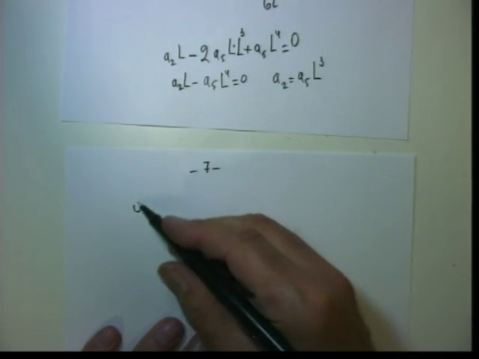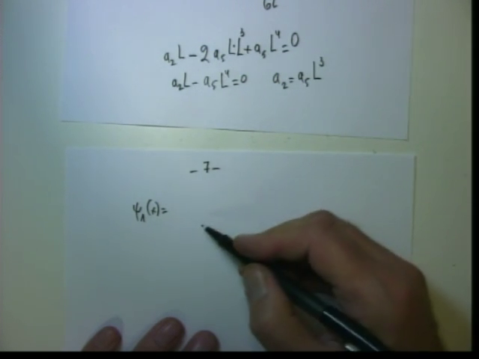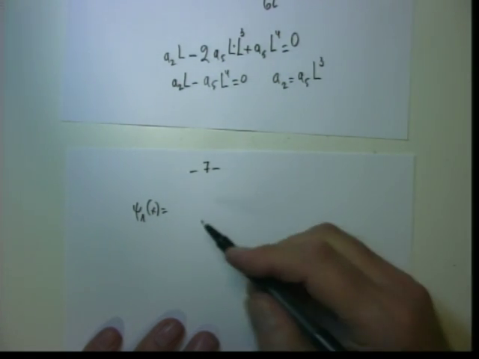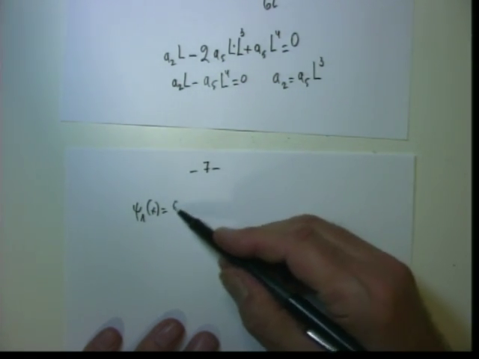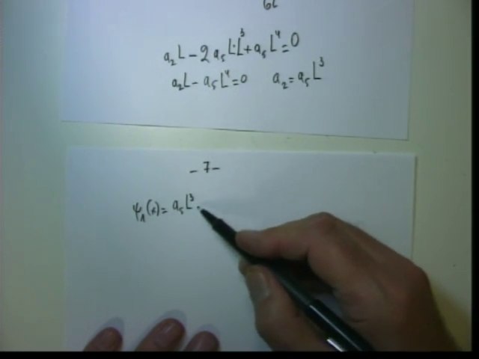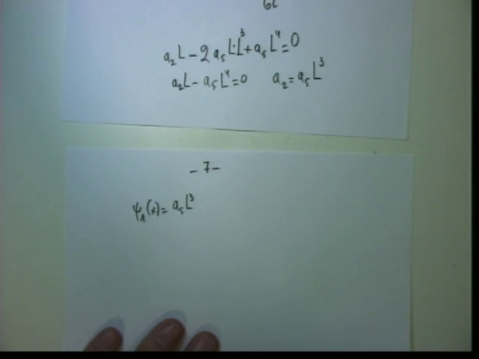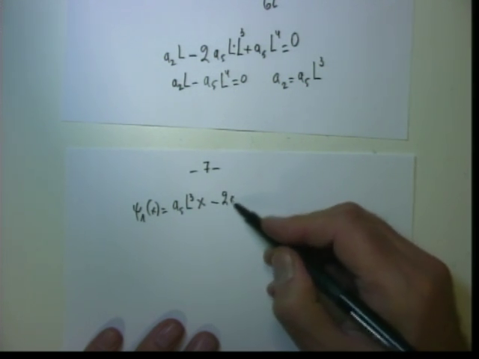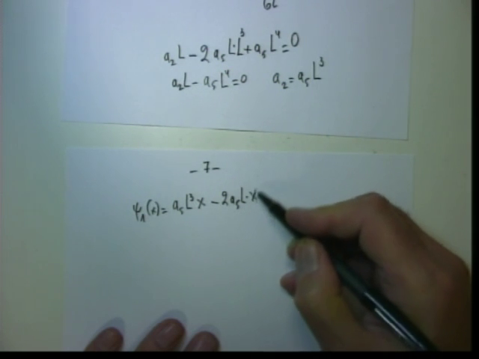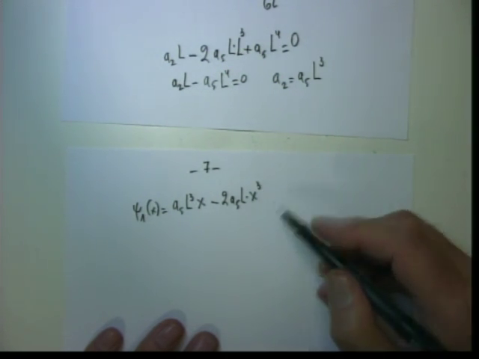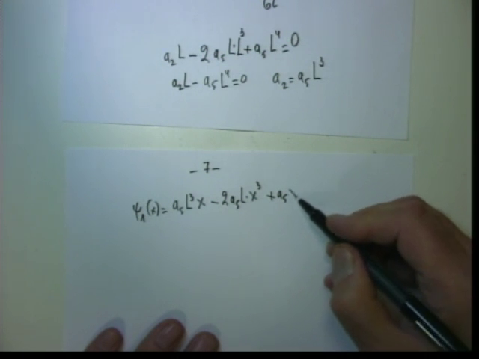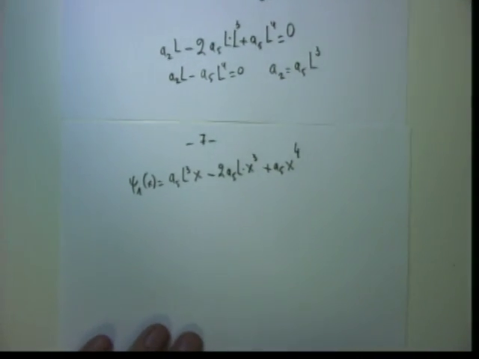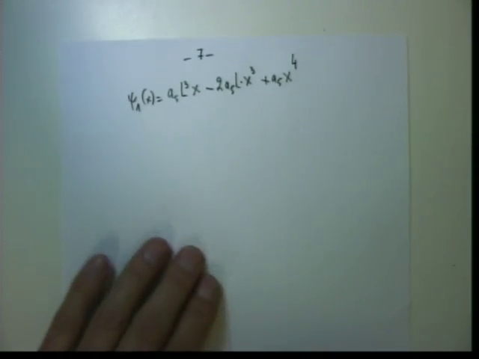So then what I get is as follows. Psi 1 of x equals, I substitute this back. A1 is 0. So instead of A2, I write A5L cubed, multiplied by x. Then A3 is 0, plus A4, where A4 is minus 2A5L, multiplied by x cubed. Then plus A5x to the fourth power. So this is what I got.